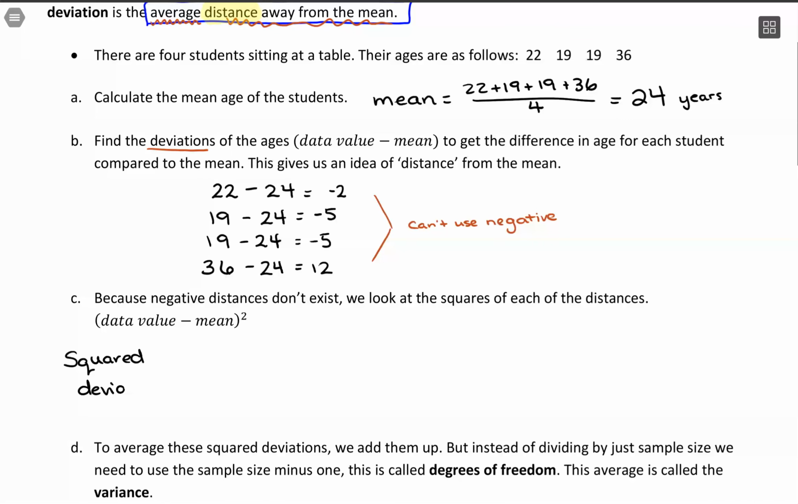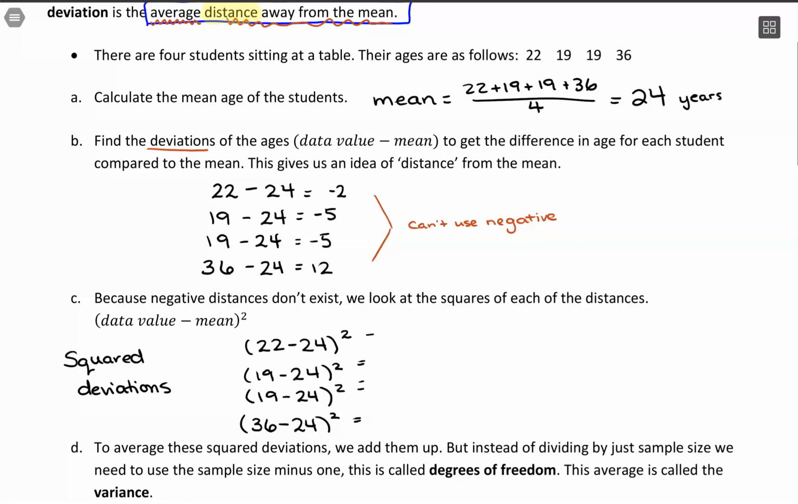So we'll take those same values of the data value minus the mean, but we're actually going to square it. So instead we're going to look at 22 minus 24 to get the idea of distance, but to make sure that it's positive, we're going to square it. Same thing with 19. And because we square each of these, it's under the same operation. So we're getting these positive numbers and they're scaled in a way that matches up with each other.